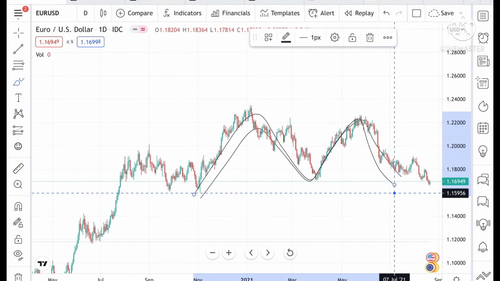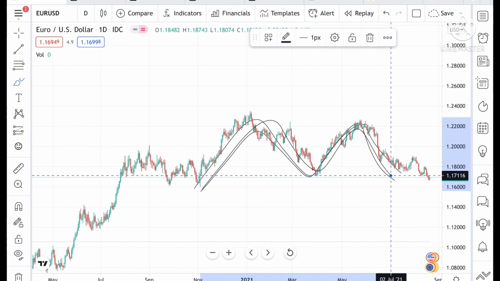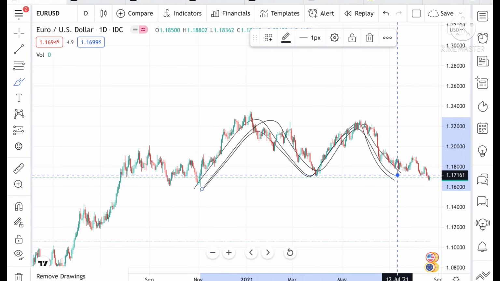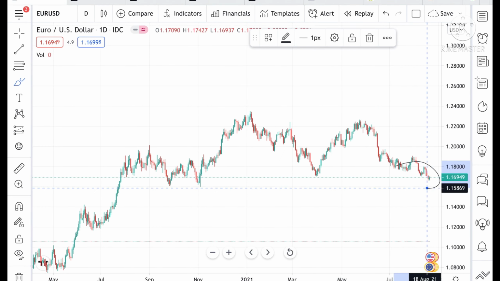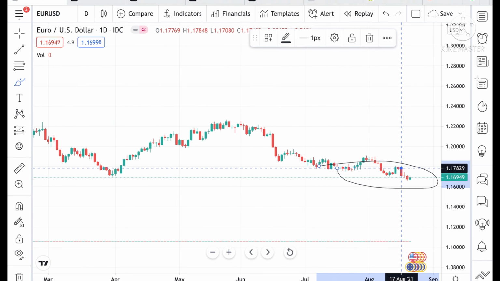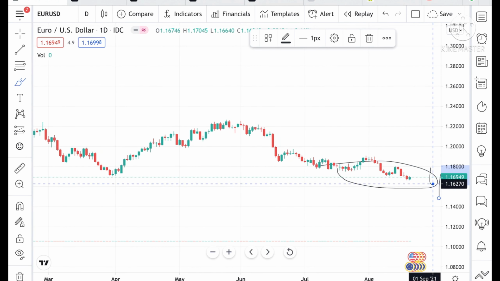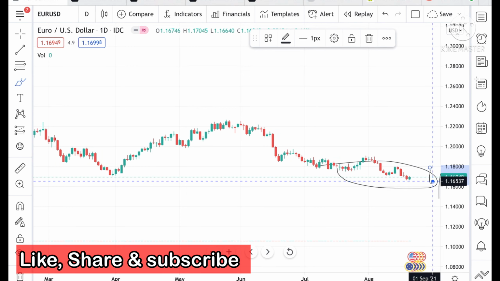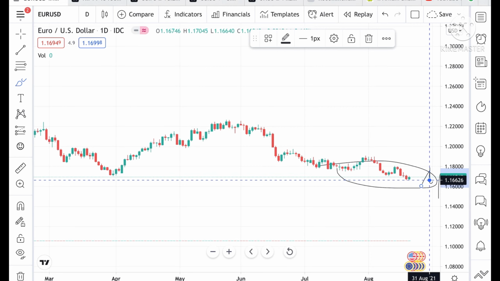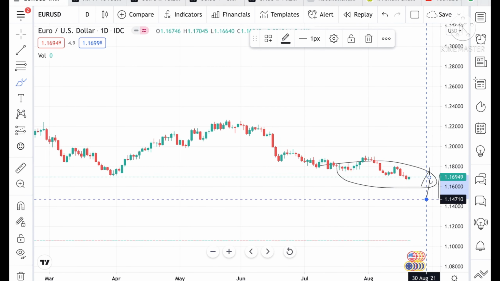See, now look at this chart. You can see an M pattern is forming, and after that a range is created here. The range high is around 1.18096 and the low is around 1.165. Once this range breaks, a low of around 1.16, and now it is trading at 1.169.